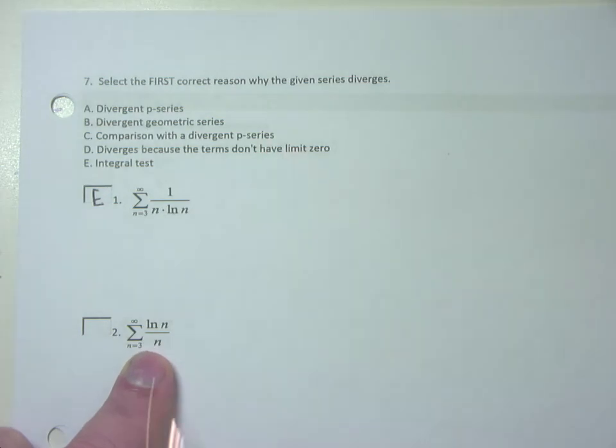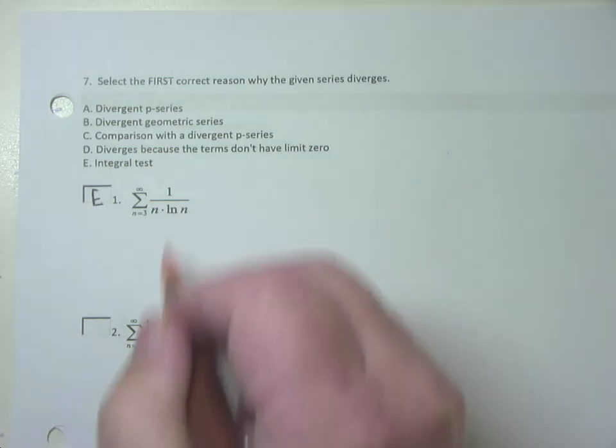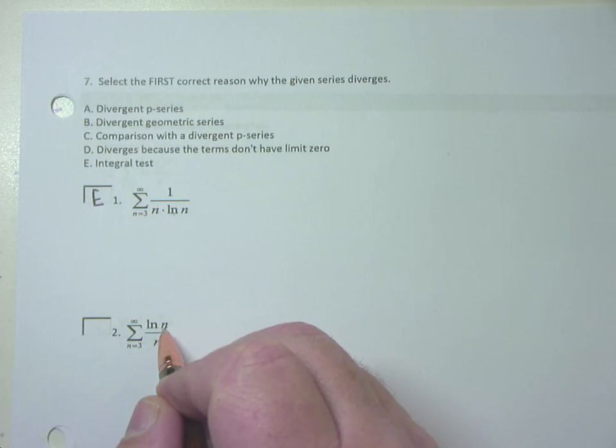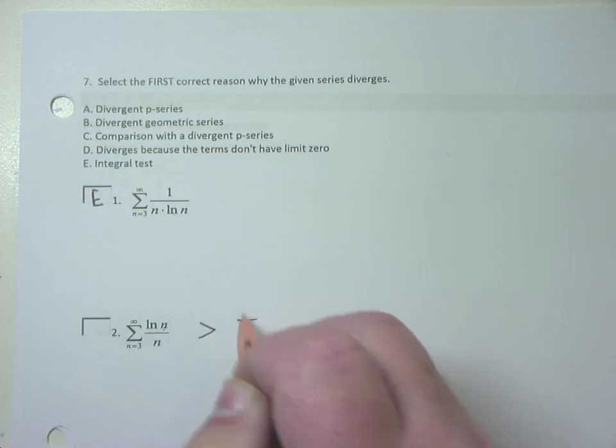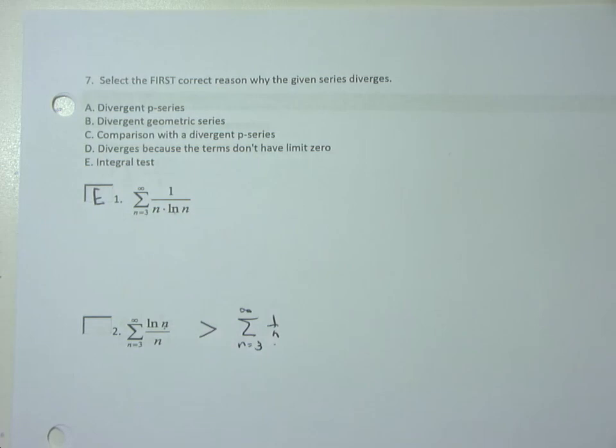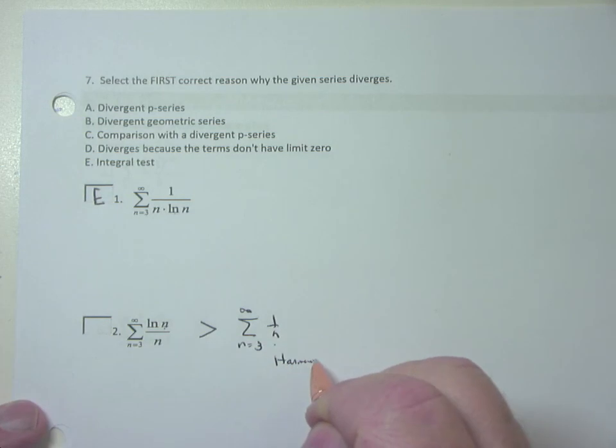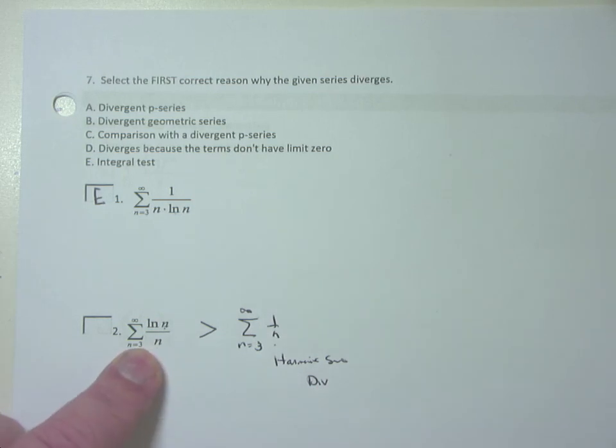Could you compare to a p-series? Yeah, you actually could, because this time the natural log of n is in the numerator and not the denominator. So the natural log of n is going to get bigger and bigger and bigger, which will be greater than the sum as n goes from 3 to infinity of 1 over n. This is the harmonic series, but officially it's a p-series, p equals 1. What does the harmonic series do? Diverges. And this guy is bigger than a divergent series. What's this guy going to do? Diverge. We compared it to a p-series, so the answer for this one is C. Does that make sense?